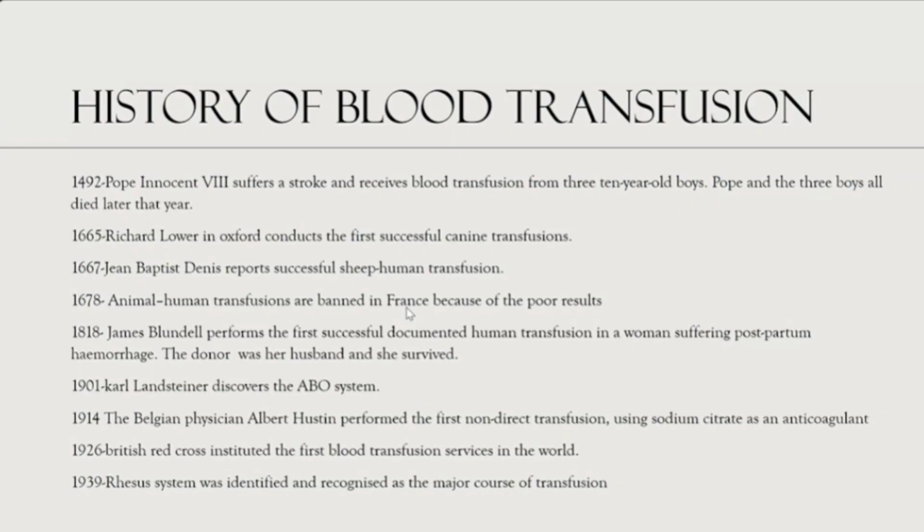In 1901, Karl Landsteiner, whom we all know about, discovered the ABO system. Then in 1914, the Belgian physician Albert Hustin performed the first non-direct transfusion using sodium citrate as the anticoagulant. In 1926, the British Red Cross instituted the first blood transfusion services in the world. In 1939, there was Rhesus system identification and recognition.